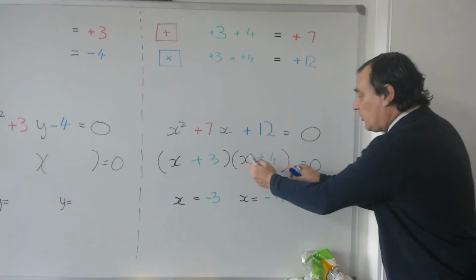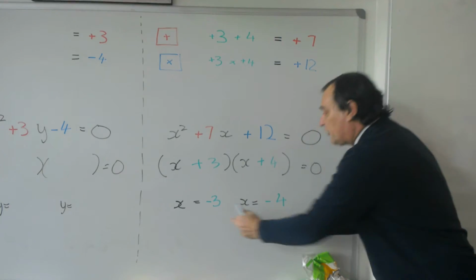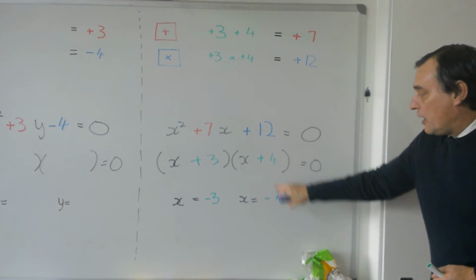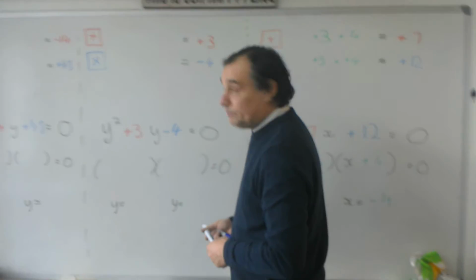So remember, when you're doing the factorising bit, that's putting it into the brackets. Solving is getting the equal signs at the end. We put the opposite signs. Let's have a go over here for the next one.